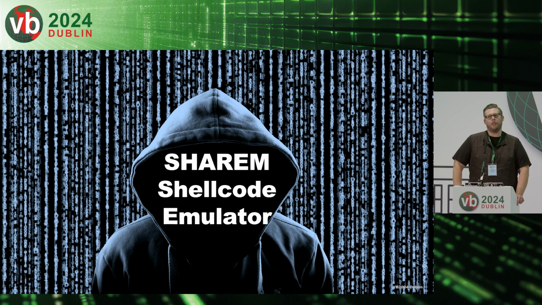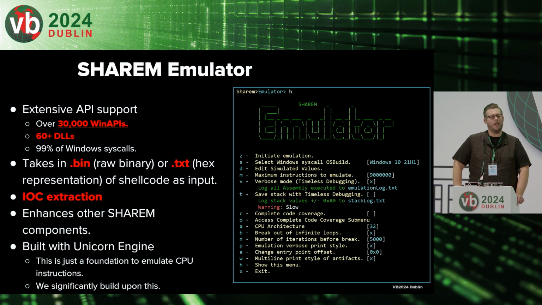So let's talk about the SHAREM emulator. In particular, we are able to support more than 30,000 Windows APIs across 61 DLLs. And so this includes most of the security-relevant Windows APIs that are out there. And if there are others out there that people wish to have supported, just let us know and we can include them. And virtually all user mode Windows syscalls. Sorry if you're looking for kernel mode, we just don't have support for that.